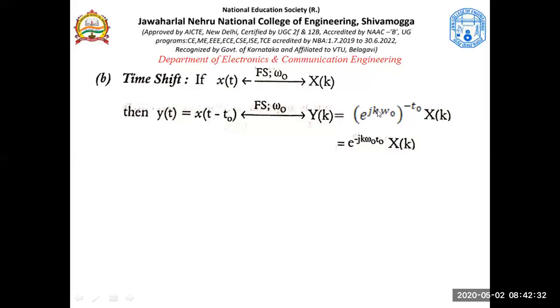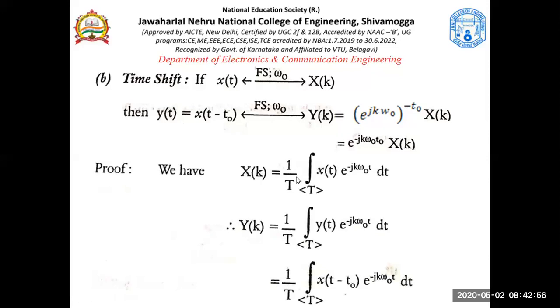e power jk omega naught, if you consider this as z, it is z to the power minus t naught types. Understand that? Why it is minus t naught? Because there is a shift which is minus t naught. So that's why minus t naught should come as the power. Understand that? So let's see how this can be proved.